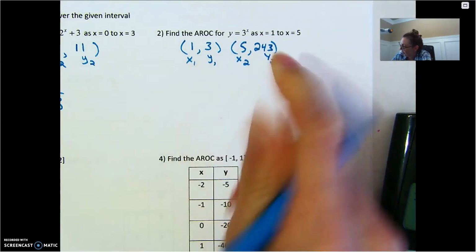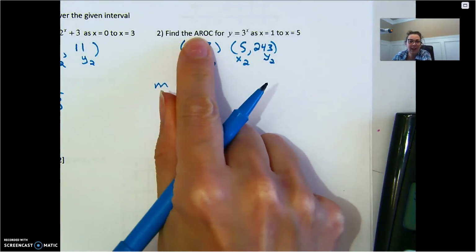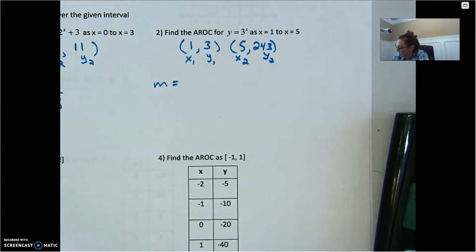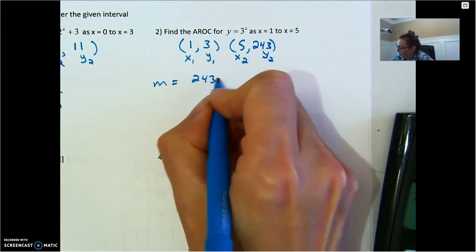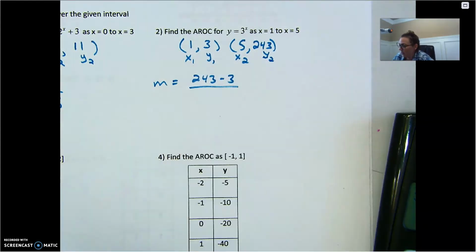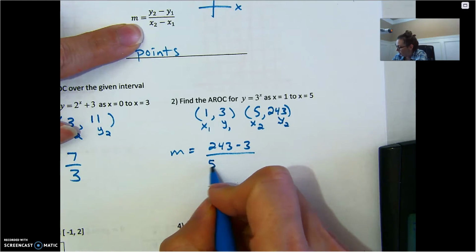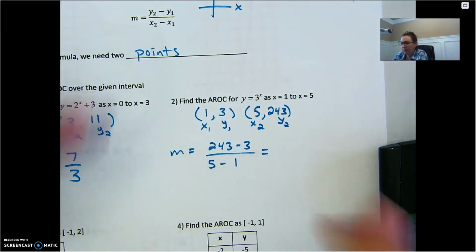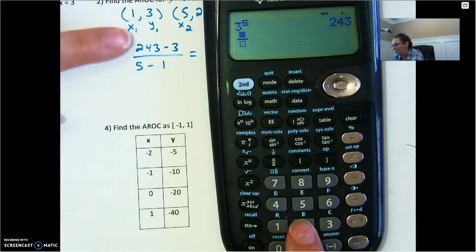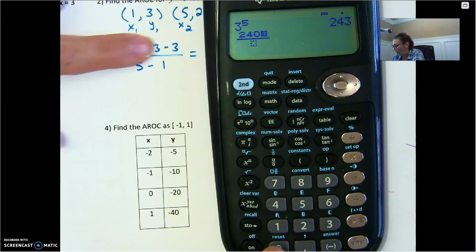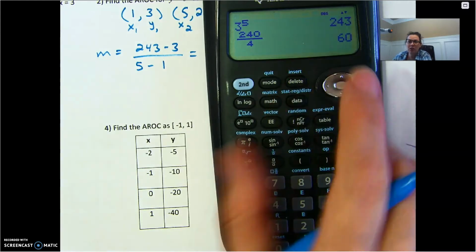So now we've got our y1 and our y2, and we're ready for the slope formula, aka average rate of change. All right, so this average rate of change, aka slope, we take the y, 243, minus the other y, which is a 3, and then on the bottom we do x2, which is 5, minus the x1, which is 1. All right, you can type it in all at once or take it piece by piece, whatever you're most comfortable doing. I know this is going to be 240, and then on the bottom, that's a 4. So there you go. The average rate of change is 60.